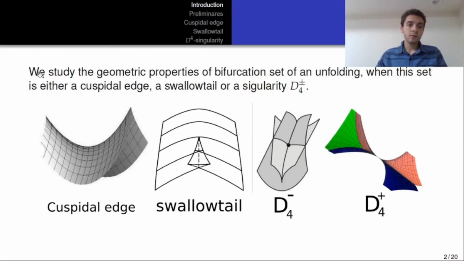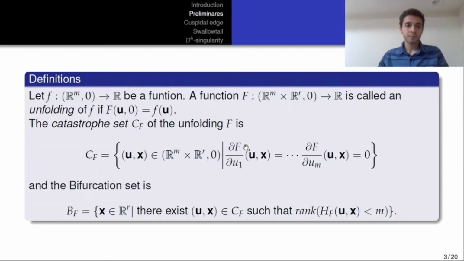We basically study the geometry properties of bifurcation sets of an unfolding, when this set, the bifurcation set, is either a cuspidal edge, a swallowtail, or a singularity D4. We study case by case, right? For example, we suppose that the bifurcation set is a cuspidal edge and study geometric invariants, and so with the others. Let's start with some definitions.